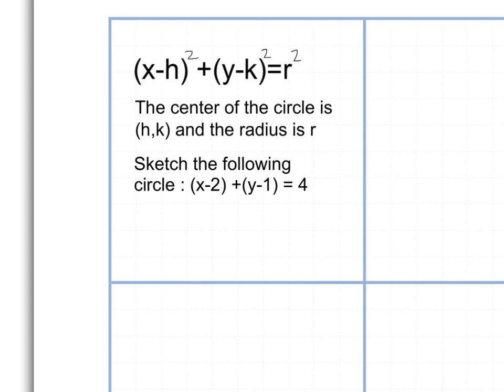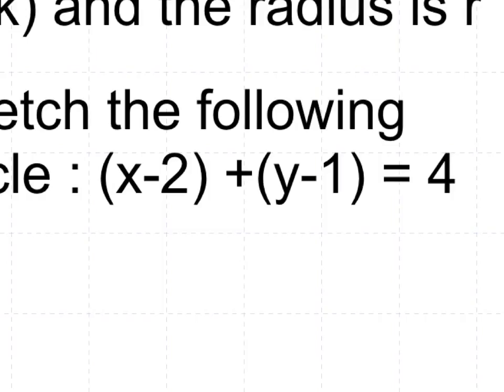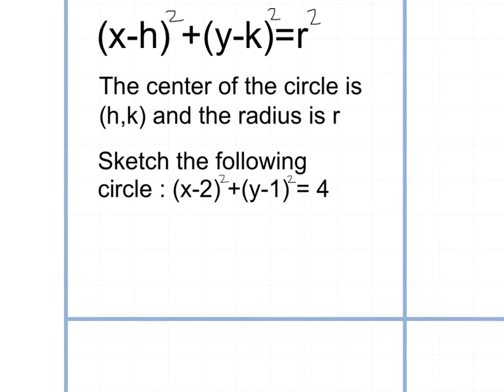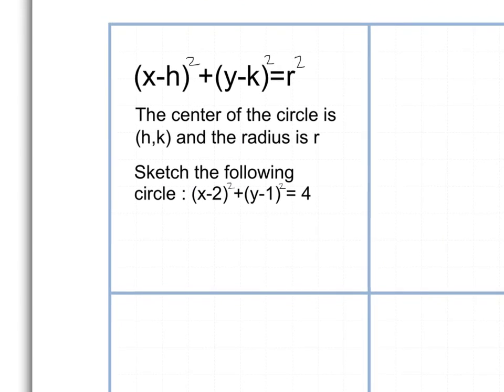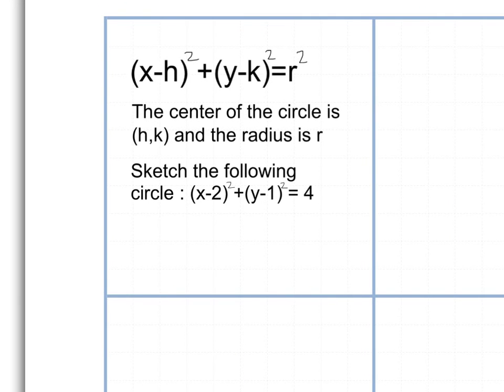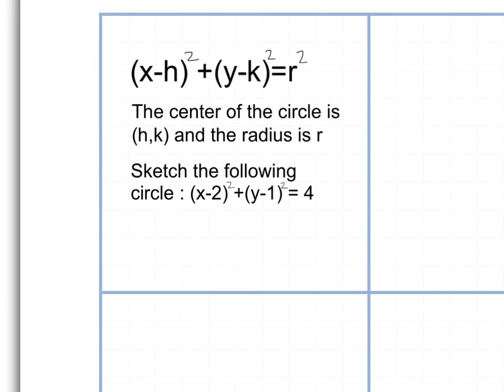Okay, so what if they asked us to sketch the following circle? Sorry, that should be x minus 2, let me zoom in here. This should be (x minus 2) squared plus (y minus 1) squared equals 4. And that 4 is meant to be a 4, not 4 squared, okay? So if they ask us to sketch a graph of that circle, here's what we're going to do.